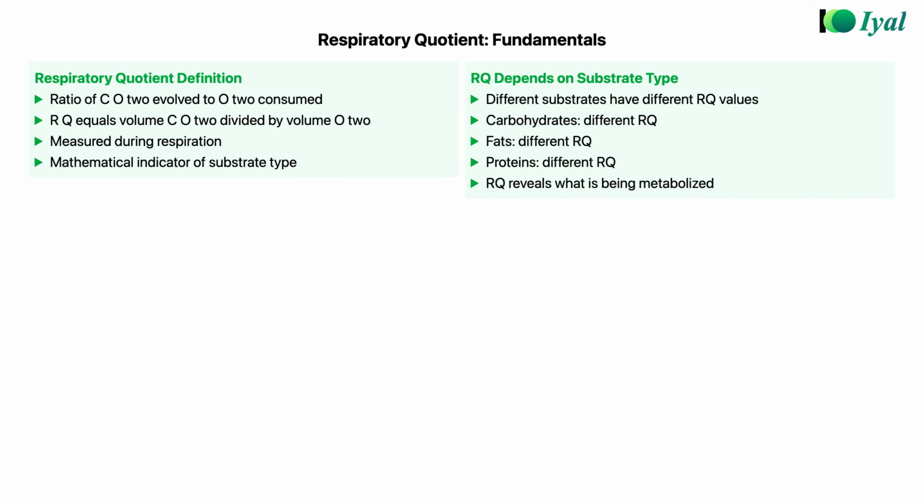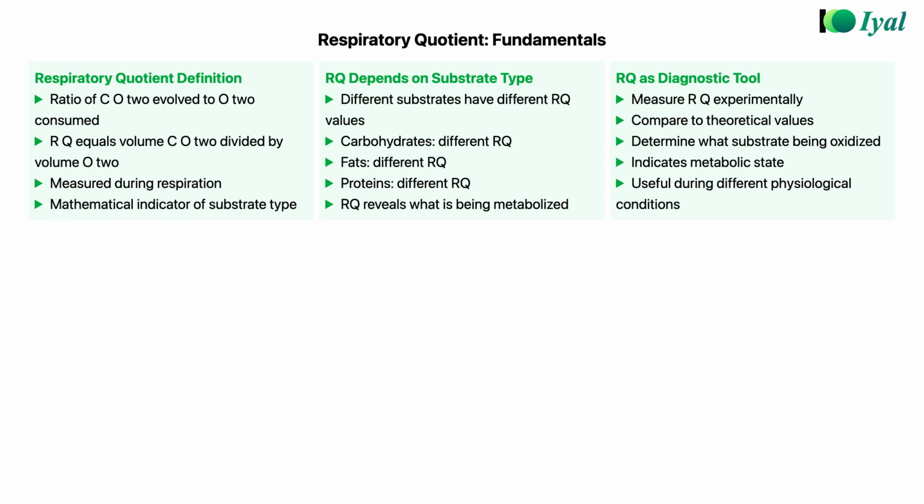Now here is the key. RQ value depends on what substrate is being oxidized. Different substrates produce different RQ values. Why? Because they have different ratios of elements. Carbohydrates, fats, proteins, they have different compositions. When oxidized, they produce different ratios of carbon dioxide to oxygen. By measuring RQ, you can tell what substrate the organism is using. So RQ is like a diagnostic tool. You can measure RQ of an organism, and from that number you know what it is metabolizing.